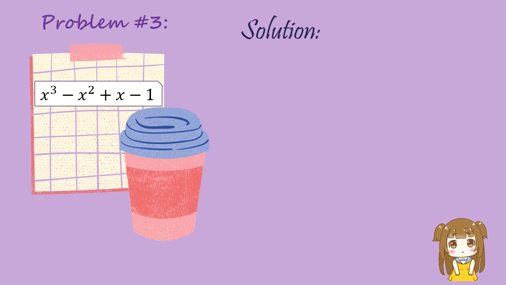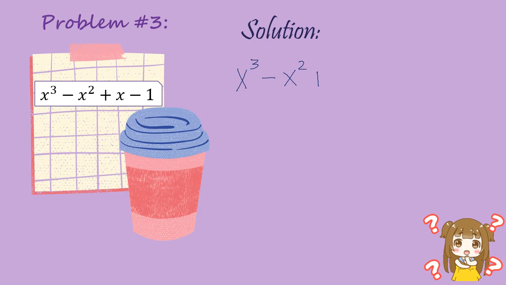We have here x cubed minus x squared plus x minus 1. We are going to check the signs used in the given polynomial. Same as the previous example, the polynomial given is already arranged in decreasing order, so we can proceed with checking the signs. So we have positive, negative, positive, negative.